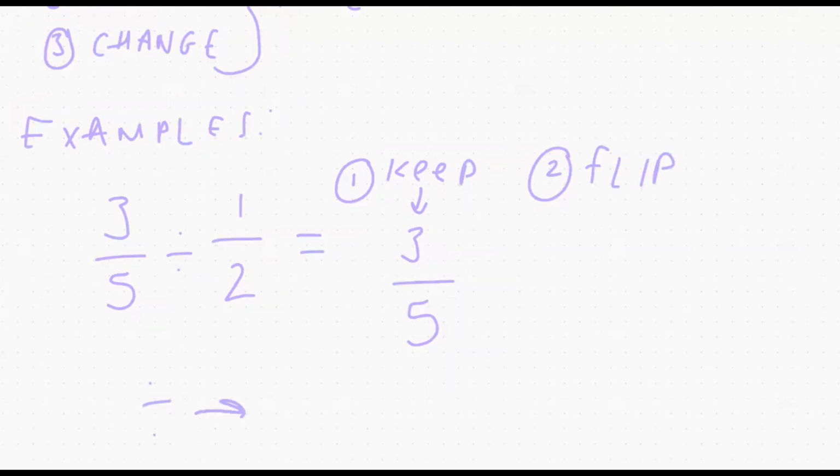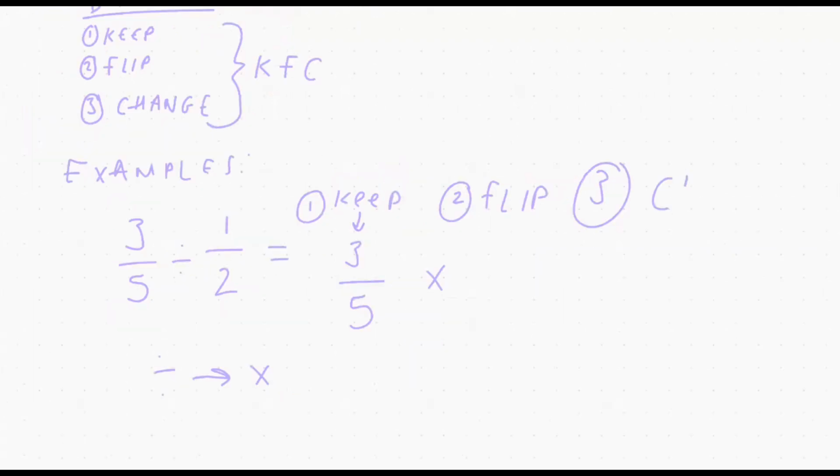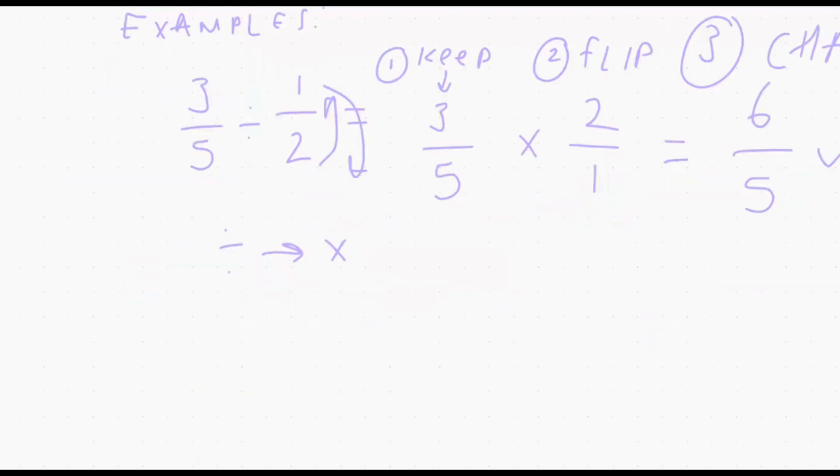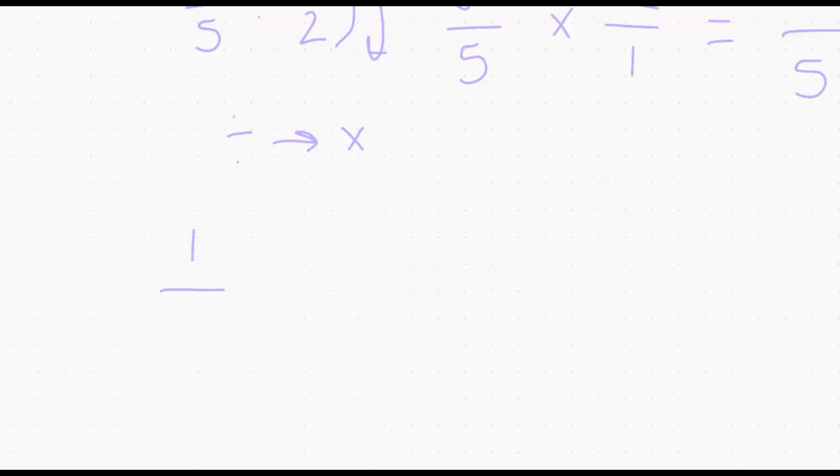Second step is flip, so you flip the divide into a times. Even though you're dividing, you have to times. And then change: you change the 1 over 2 around, and you swap it around. So you get 2 over 1 instead of 1 over 2. And then you times as normal, and you've already learnt to times. So go back if you didn't understand how we did the multiplication bit.